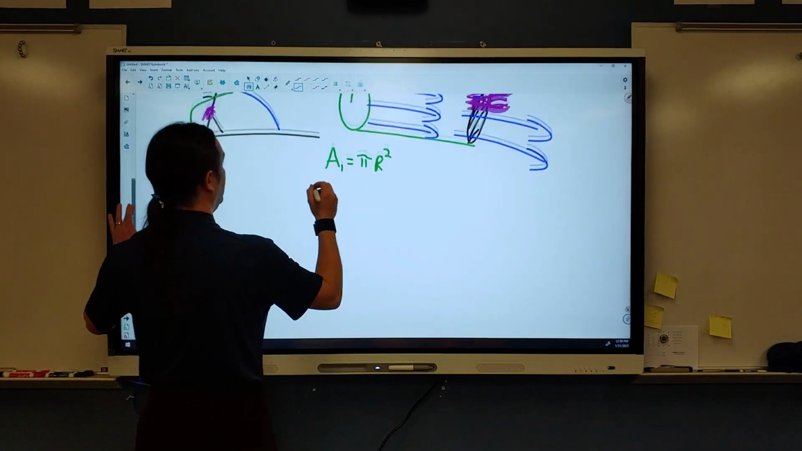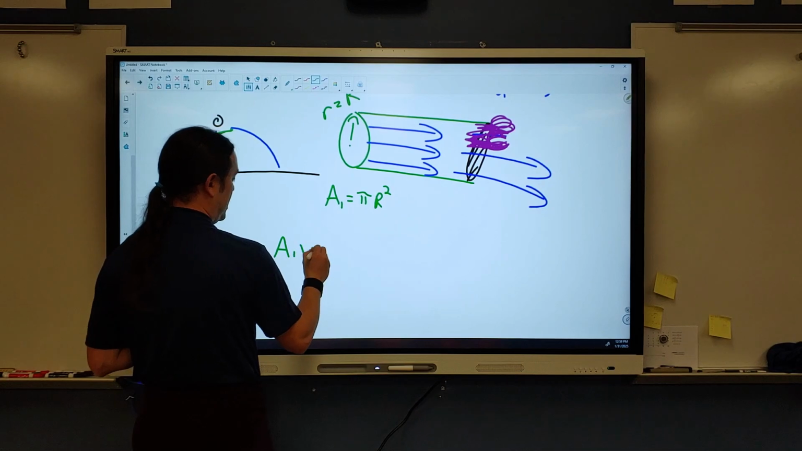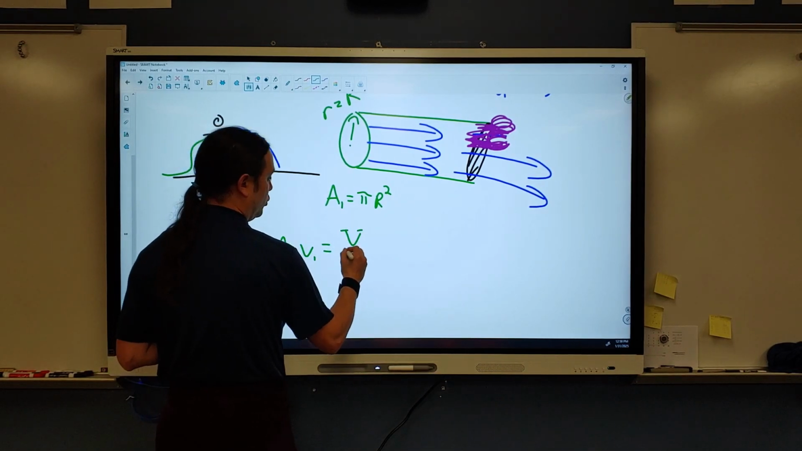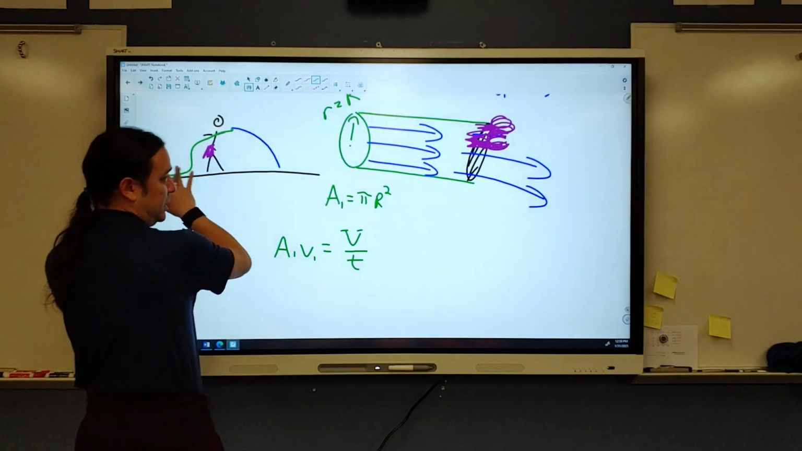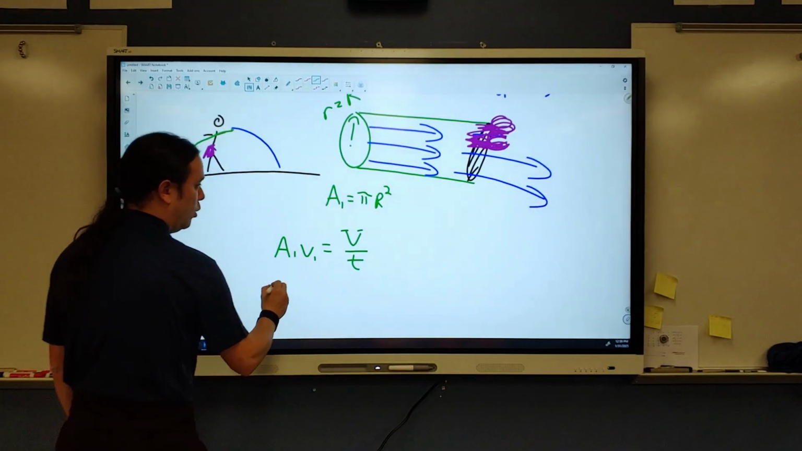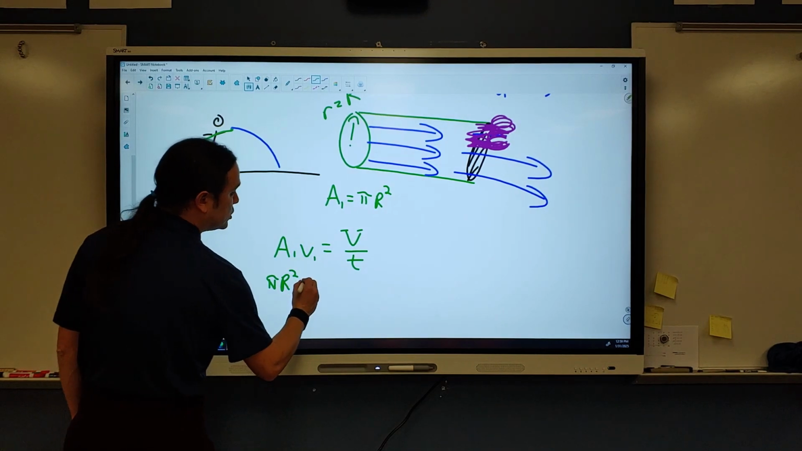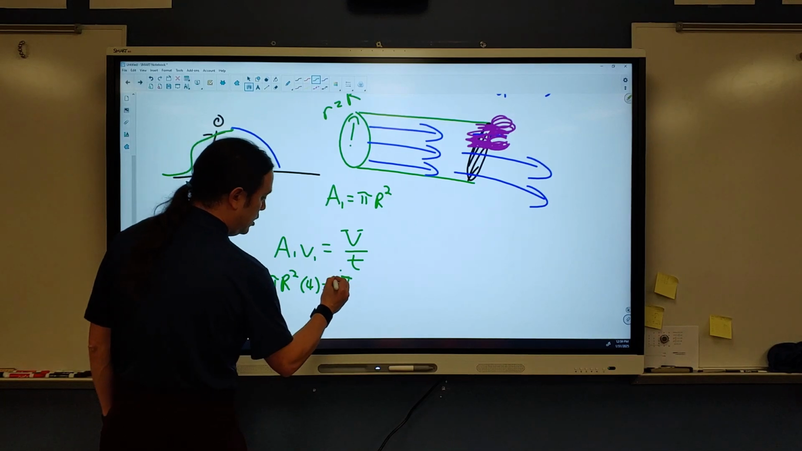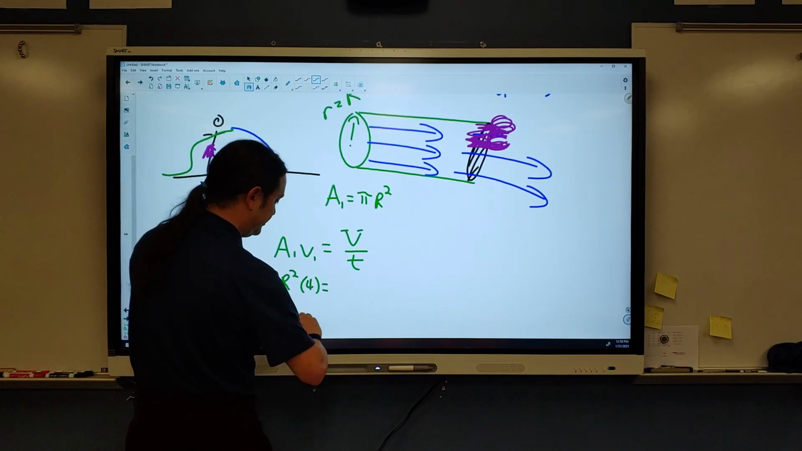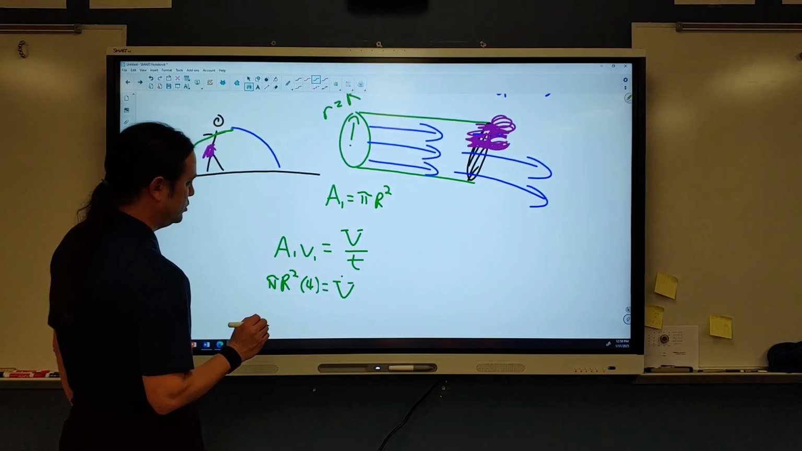My flow rate at this point in the hose is going to be A1 V1, and that would be equal to my volume flow rate, how much I've got coming into that part of the hose and basically coming into the hose at all. Well, in this case, I would have pi r squared times 4 meters per second equals my V dot, which is my flow rate. I'll clean that up a little bit.